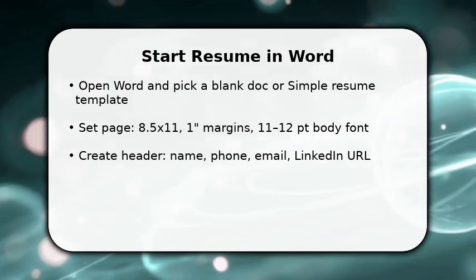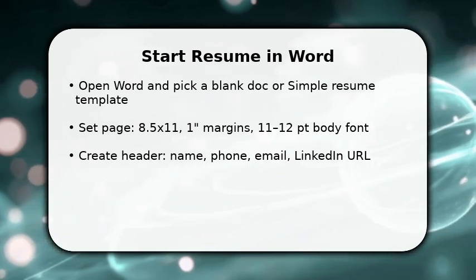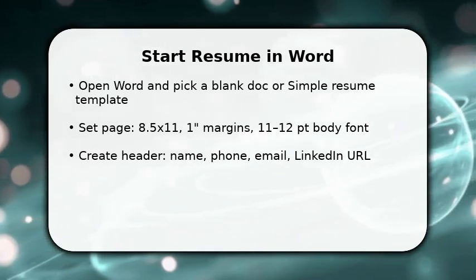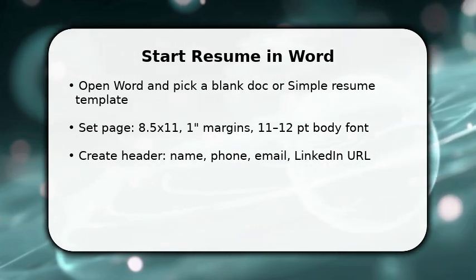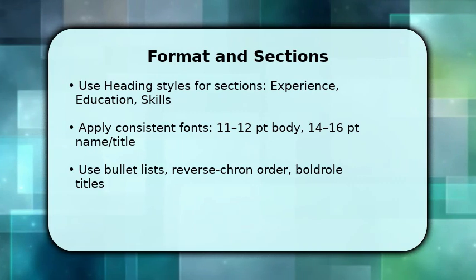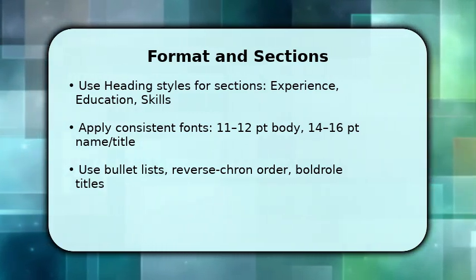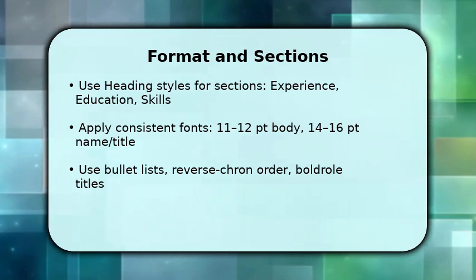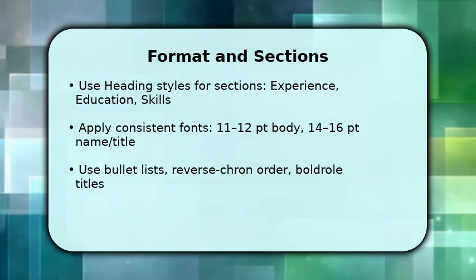Once done, save as a working docx file and back it up to avoid losing changes. You now build out sections using Word's built-in heading styles, so navigation and consistency are automatic. For readability, use one font family with 11-12 PT for body text and 14-16 PT for your name or title. Consistency helps both ATS parsing and recruiter scanning.